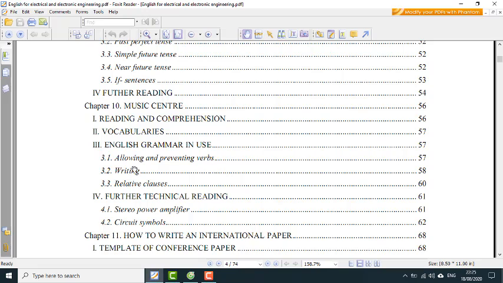You can see the contents of each chapter is separated into 4 sections, 4 parts. Section 1 or part 1 is related to reading and comprehension. Part 2, vocabularies. Part 3, English grammar in use. And part 4, further reading.